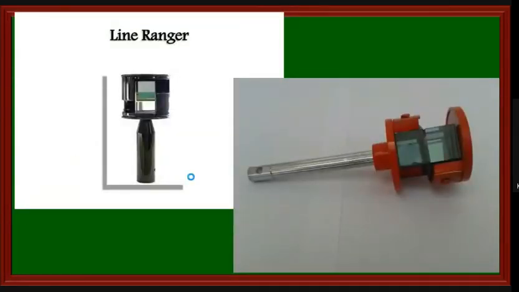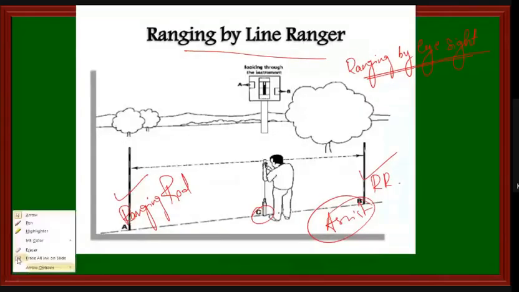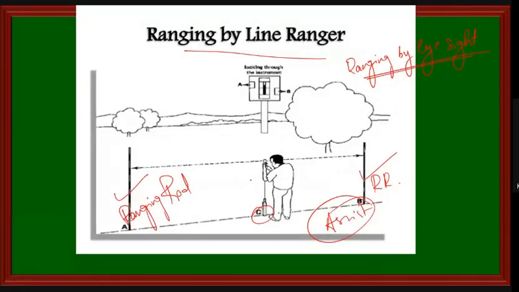See, now what I will do, I will take this line ranger along with the rod. Rod will be fixed below it. So I will move towards right and left, such that I can see this is two part. This is mirror one and mirror two.